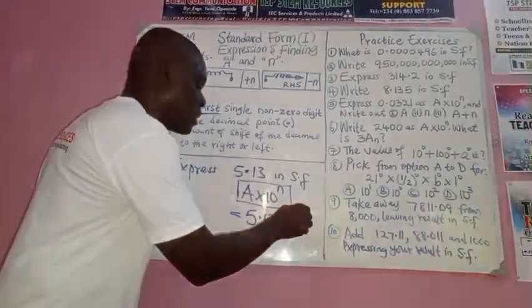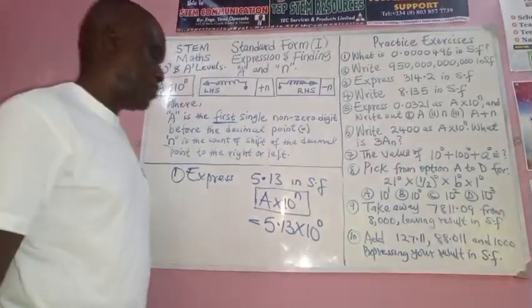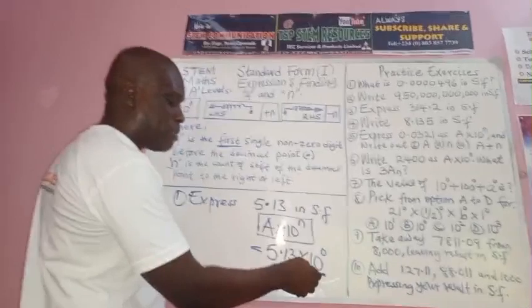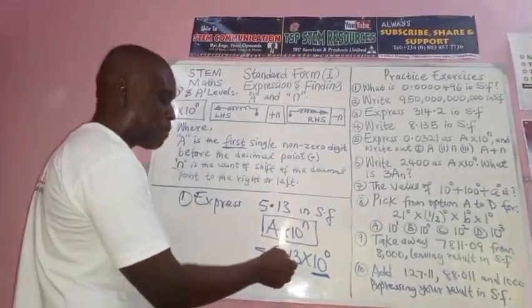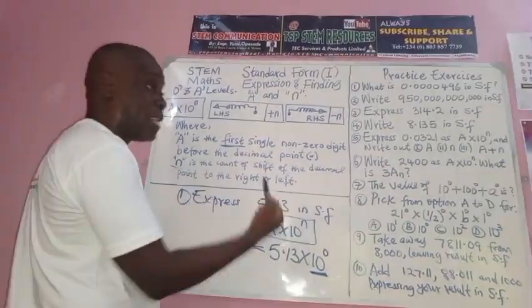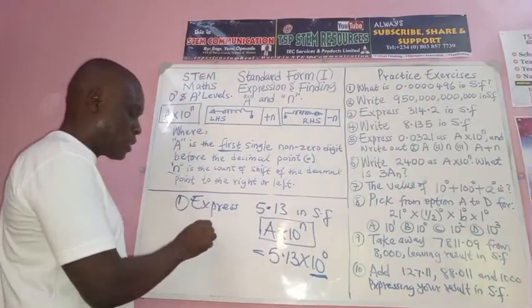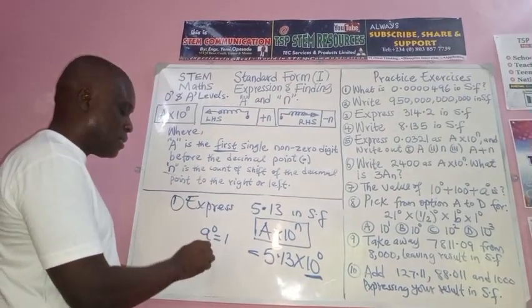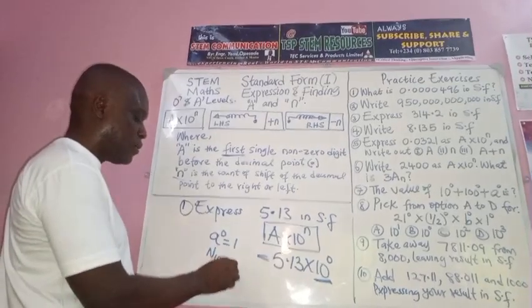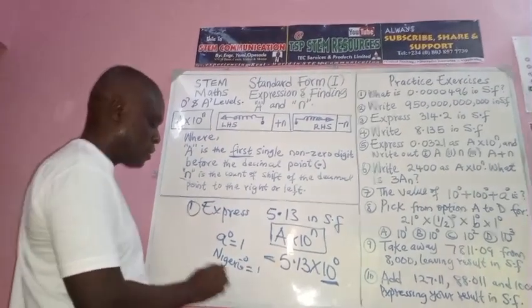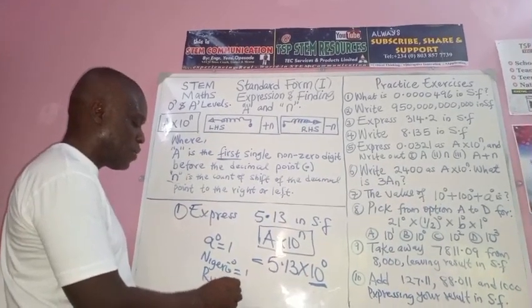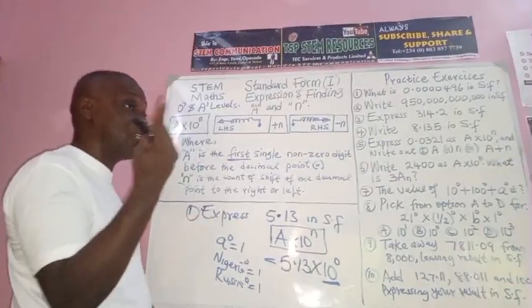That means it will be 10 raised to the power 0. Anything raised to the power 0 in mathematics is 1. So 1 times 5.13 will still give you 5.13. What is a raised to the power 0? 1. What is Nigeria raised to the power 0? 1. What is Russia raised to the power 0? 1. Because there can only be one Russia in the world.